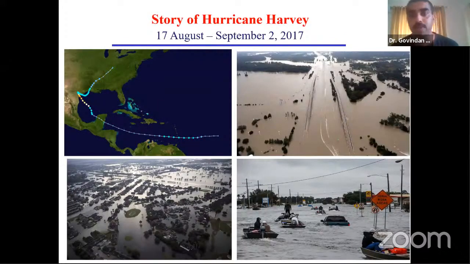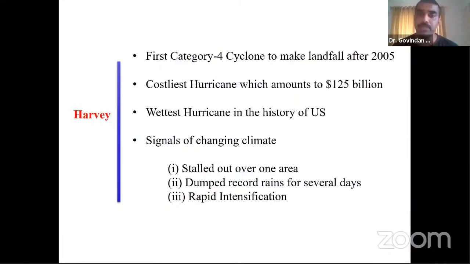I'll just tell you the story of Hurricane Harvey. This is again a tropical cyclone which formed over the Atlantic Ocean. It produced unprecedented rainfall in the United States. You can see the photos of the rainfall and flooding caused by Hurricane Harvey. So why did I choose this cyclone for discussion? This is the costliest cyclone, which produced destruction of almost 125 billion dollars in US history. It is one of the wettest cyclones in the history of the US.